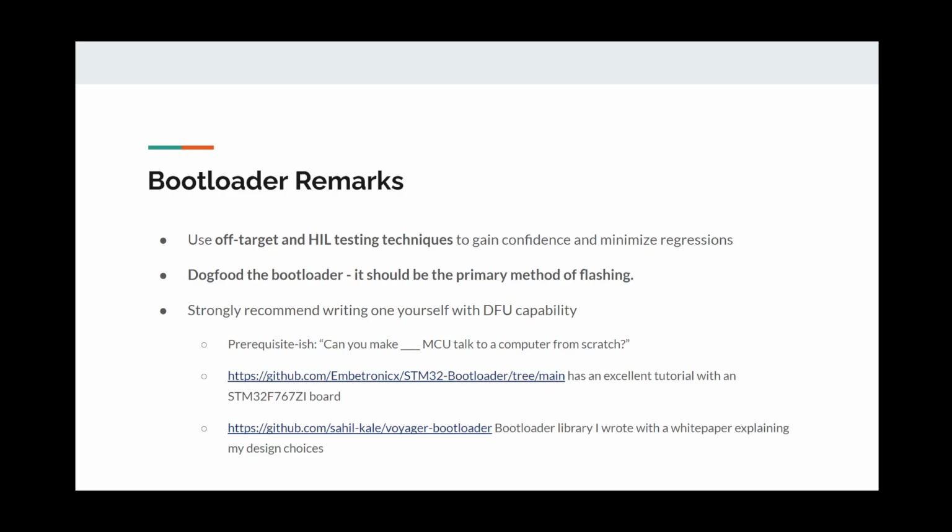Yeah, close enough. So anyway, I encourage you to write your own bootloader just to gain confidence in it. The high-level concepts will translate to any microcontroller family, but I really recommend this particular tutorial. I've also plugged the bootloader library I wrote, with a white paper explaining how I designed it, if you're curious about what considerations you might want to implement.